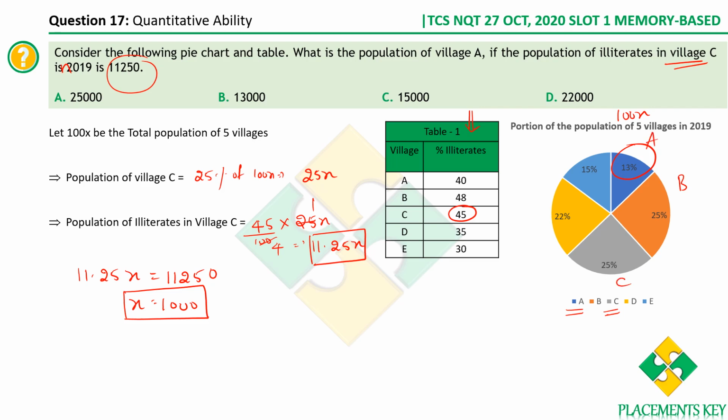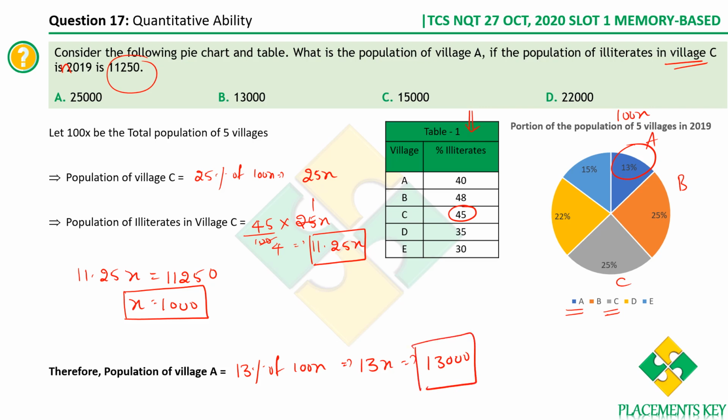So A's population is 13%, that is 13% of 100x, which is 13x. Therefore the population of village A is 13% of 100x, which is 13x, which is 13 into 1000, that is 13,000. Just option B. It's a very simple question, a DI based question.